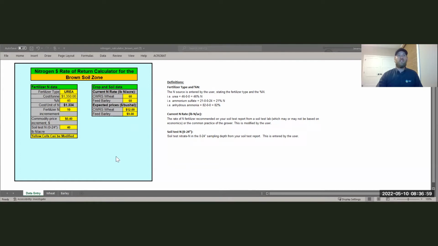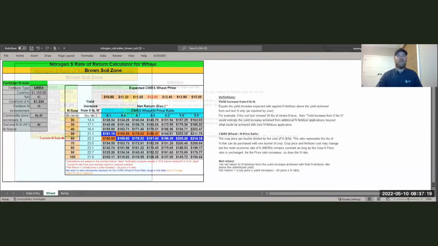Once you have provided all the information for either CWRS wheat or feed barley, review the page to ensure everything is correct. Then click either the wheat or barley tab, depending on the information you provided and what you're looking for. Although the results will be different for the wheat and barley tabs, they are displayed the same way. So I will click the wheat tab. You can see the fertilizer information you inputted is on the left-hand side for reference. The calculation results of the information you provided will be found on the table on the right.